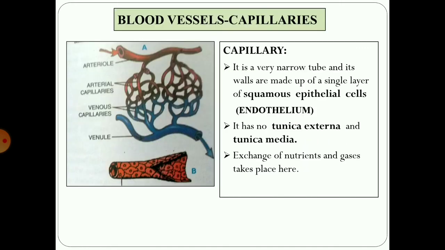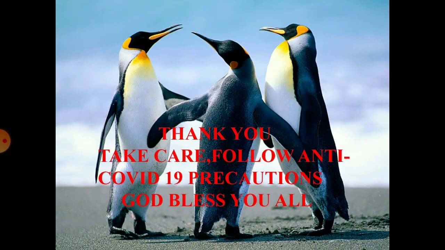Now, connecting the arteries and veins, we have a network of fine blood vessels called capillaries. Capillaries are very narrow tubes and their walls are made up of a single layer of squamous epithelial cells called endothelium. Tunica externa and tunica media are absent. Because they have only a single squamous epithelial lining, all the exchange of gases as well as nutrients takes place from the capillaries only. I hope you have understood what we have done today.